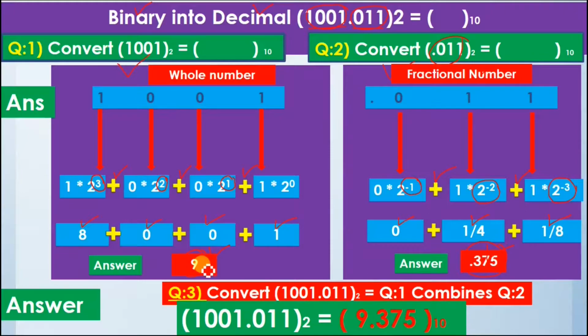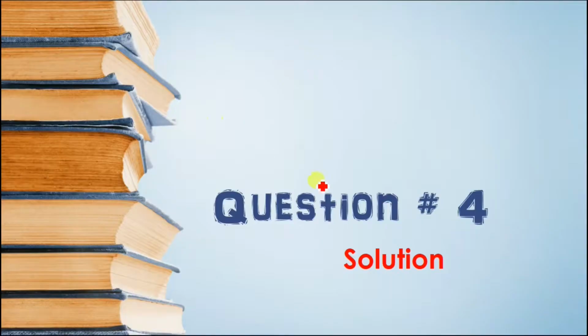Now we will combine the answer of the whole part and also the fractional part to calculate the final answer. So now we can see that 9 comes from here, and 0.375 comes from here. So this is how we can calculate the final answer, and we can say that the binary number 1001.011 in binary is equal to 9.375 in decimal.